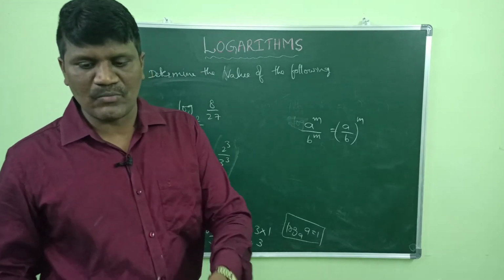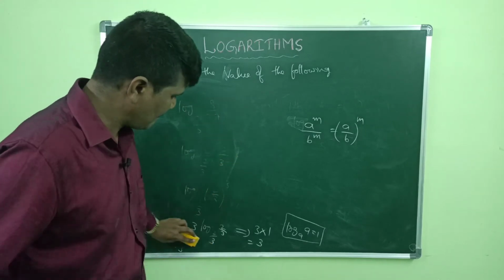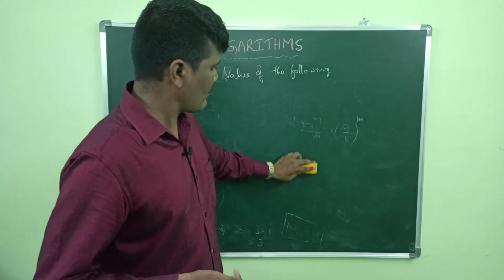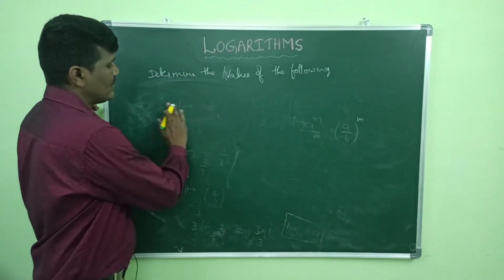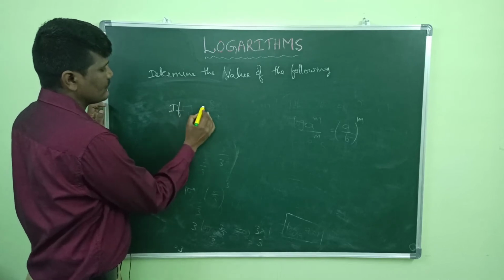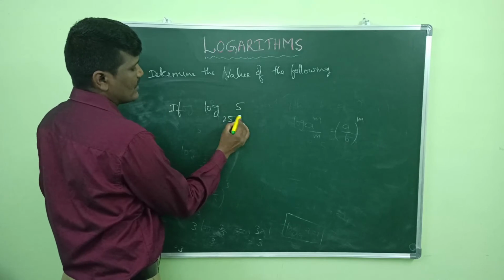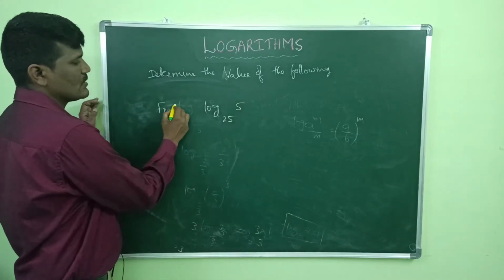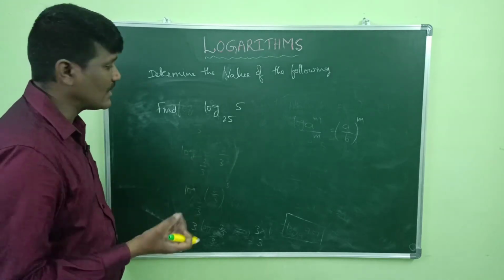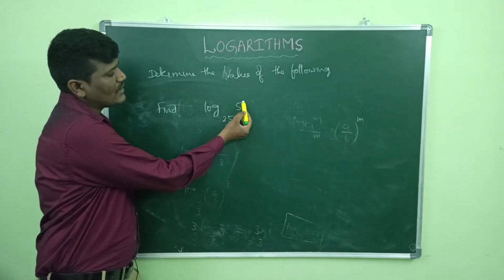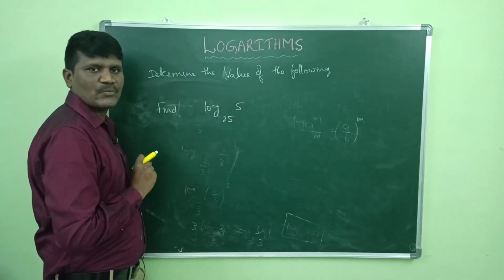Okay. So the next problems, let us see the different type of problems. Suppose I am having like this. The question is given, find log 5 to the base 25. How to find the value of this? So as earlier I told, try to make the log value and the base value the same. If not possible, go to exponential form.